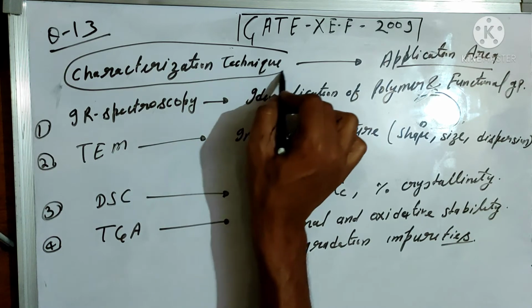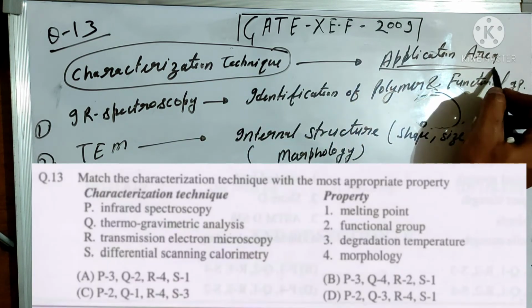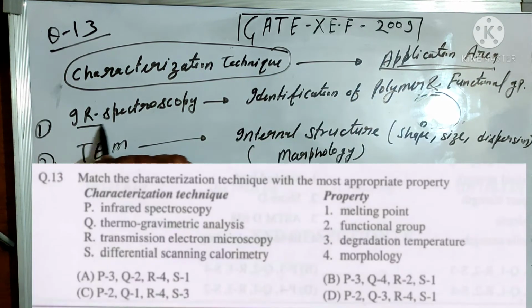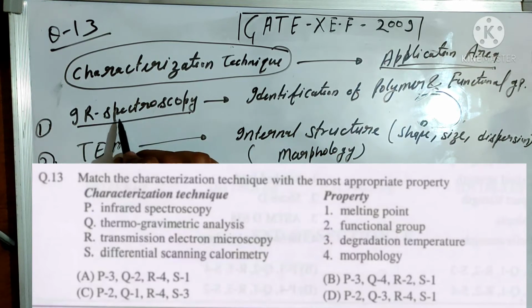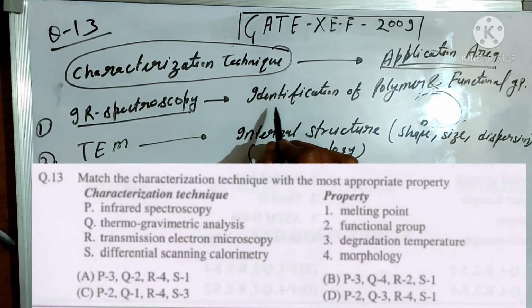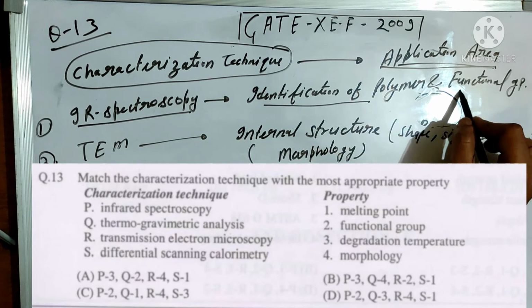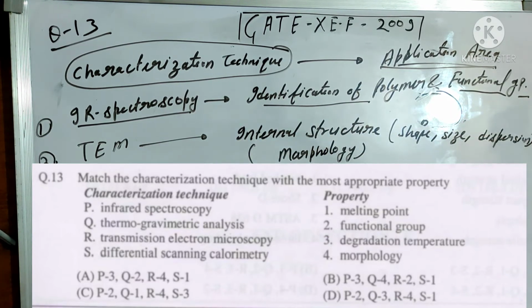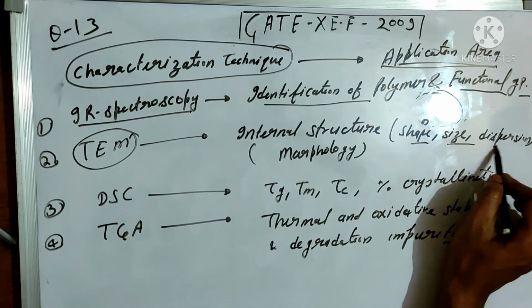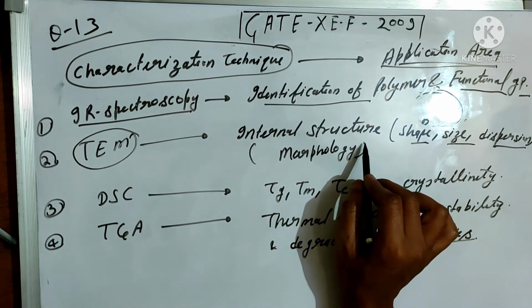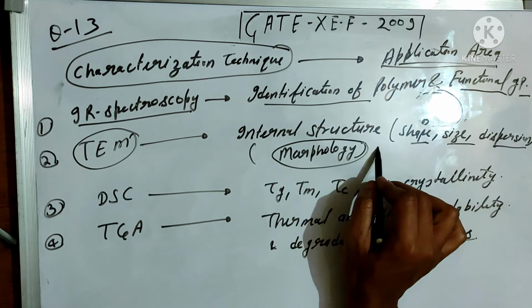Different types of characterization techniques and their application areas. First is infrared spectroscopy. Infrared spectroscopy is used for the identification of the polymer and its functional groups, and the TEM is used to know the internal structure of the polymer, like the shape, size, and dispersion. Simply said, the morphology of the polymer.